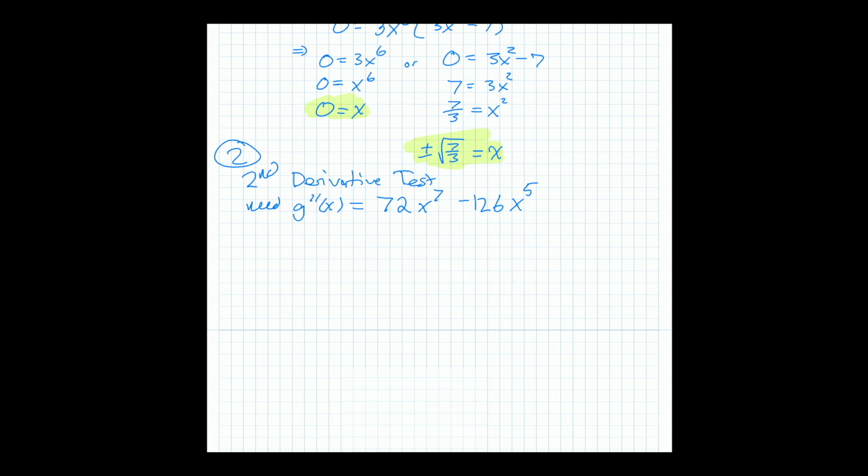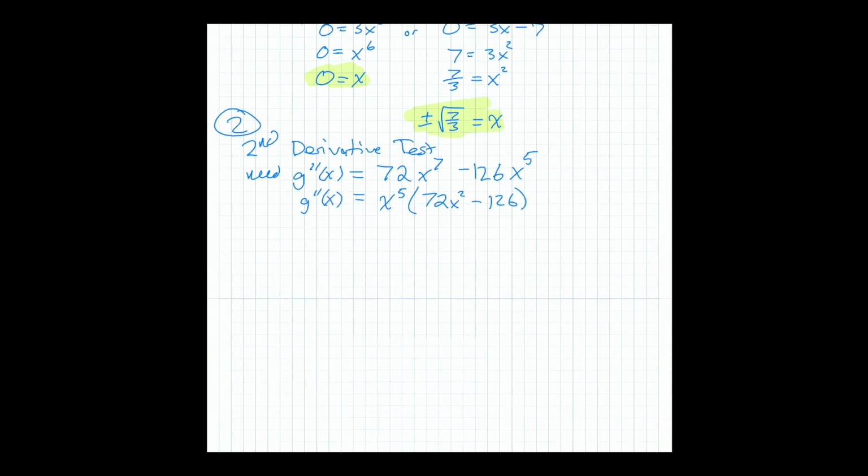I don't know what numbers those have in common. We can take out an x to the 5th. You don't have to at all, but I'll take out an x to the 5th and have 72x squared minus 126. Maybe that'll make it easier for us to find the sign in a minute.